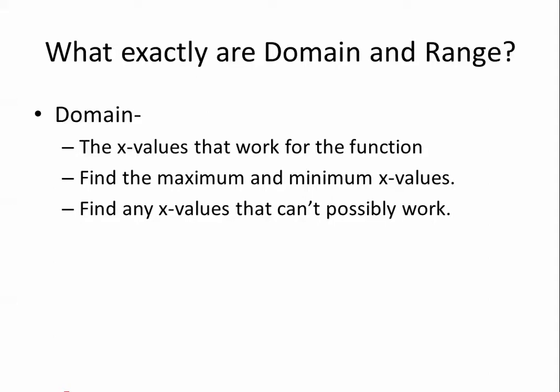Now, where I see a lot of people get confused is they start to look at the graph going up and down. The up and down don't matter for domain. All that matters is the right and the left. Does the graph keep going to the right? Does it keep going to the left? If not, then we need to restrict it. The up and down have nothing to do with domain.